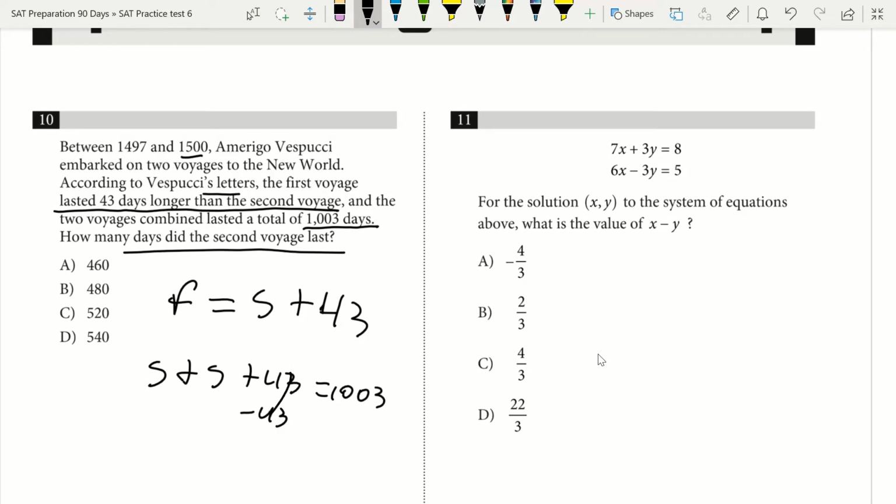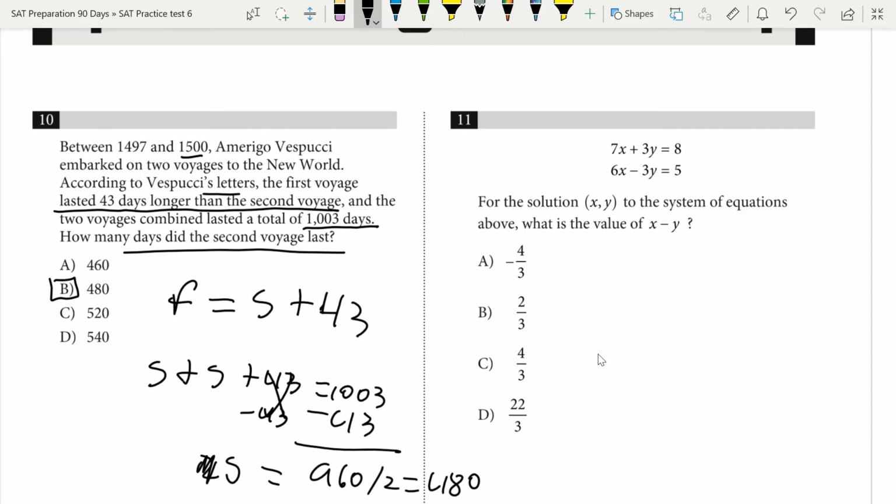Subtract 43 from each side. That's going to leave us with 960 equals 2S. Divide each side by 2 to get rid of that. 960 over 2 is going to leave us with 480 for our second voyage. So the correct answer there is going to have to be B for number 10.